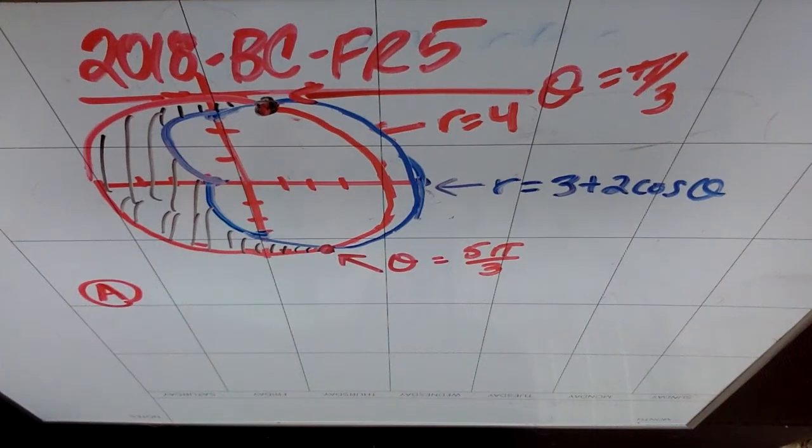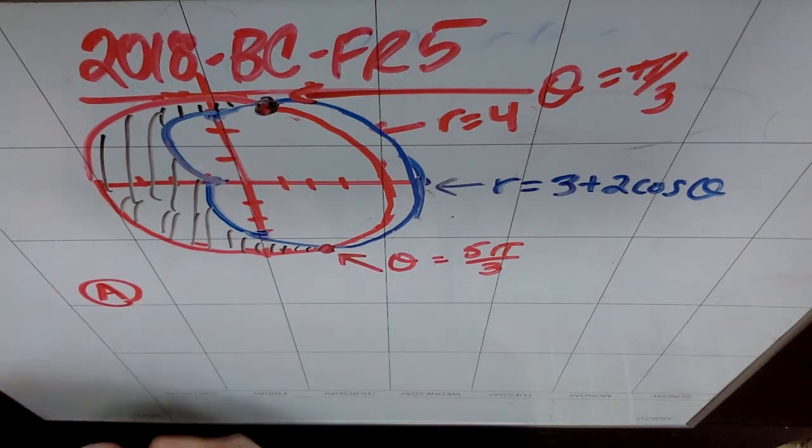Back at AP Review. This is BC Free Response 5 from 2018. So we're given a polar curve. The first thing I want to point out is that this is problem 5, so it's a non-calculator problem. So them giving you the curve was doing you a massive solid, because the last thing you want to do when you're already bogged down with lots of calc is have to sketch a polar curve. So that was nice of them.